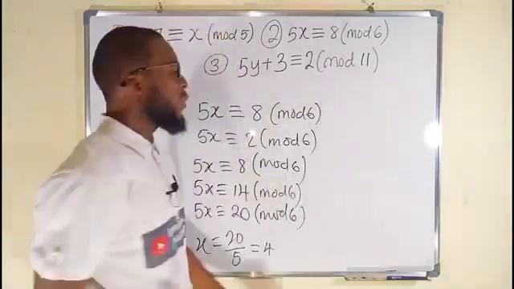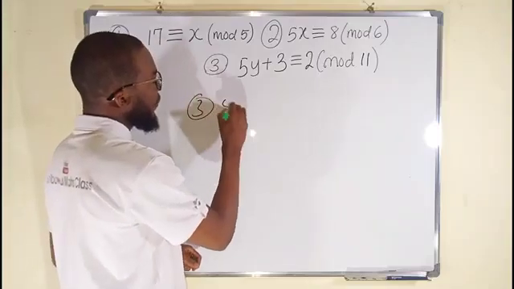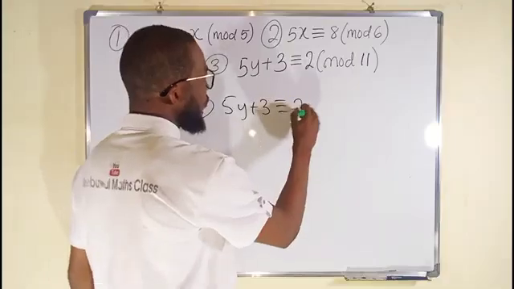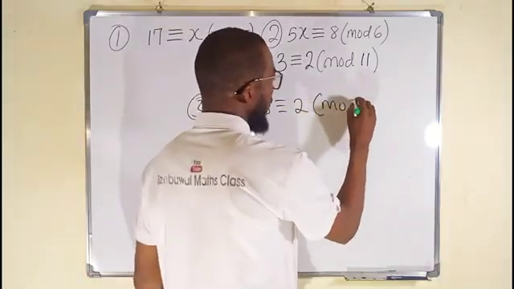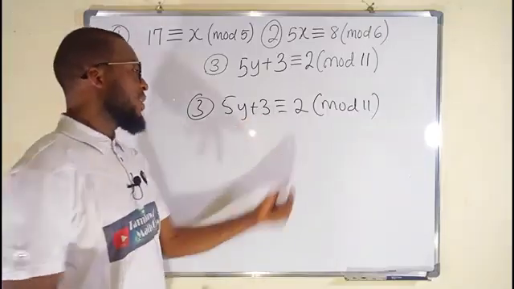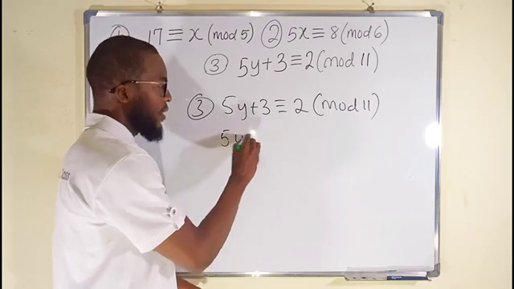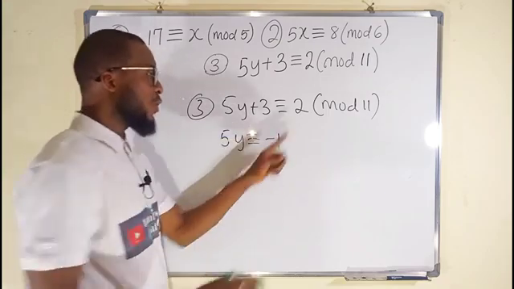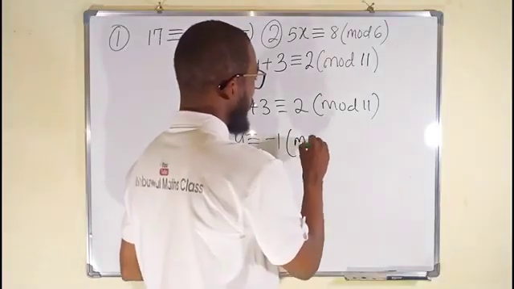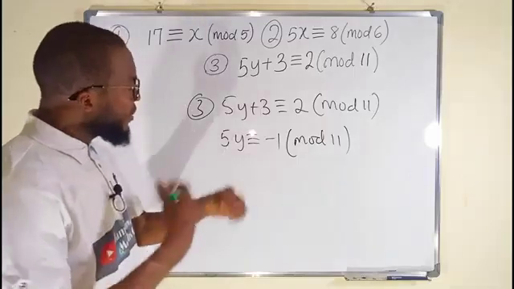Let us take the last one. The last problem, we have that 5y plus 3 is equivalent to 2, but in mod 11. Let us first of all take this term here. We have that 5x, or let me say 5y, is equivalent to negative 1, because 2 minus 3 is negative 1 in mod 11.